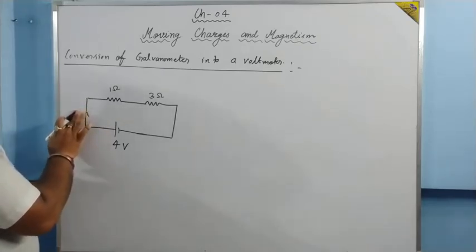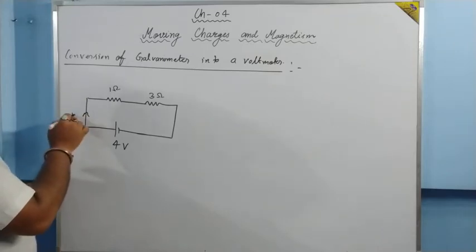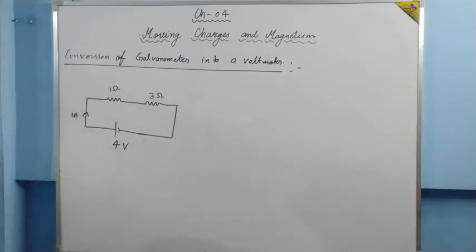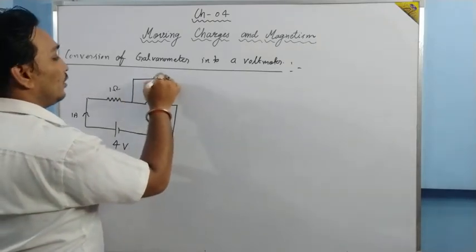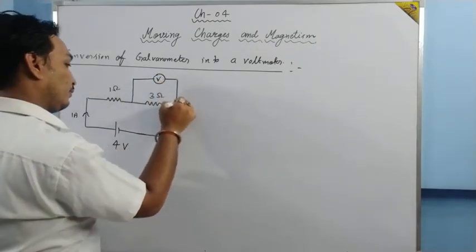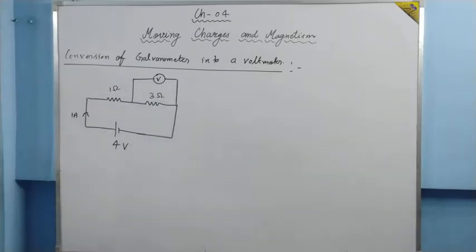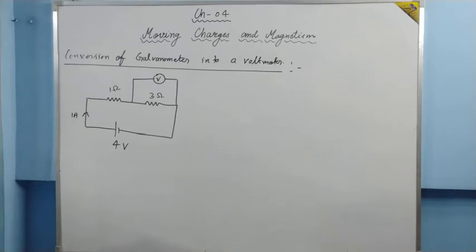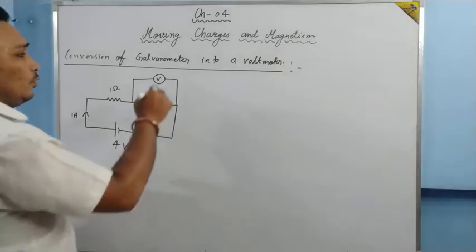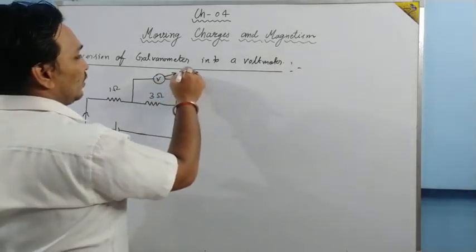I will be what? 1 ampere, right? Now suppose you connect a voltmeter over here, or here, anywhere across 1 or across 3. What should this voltmeter read? What should be the reading in the voltmeter? The answer is very easy. Since the current of 1 ampere is passing through 3 ohm, this voltmeter must read 3 volt.